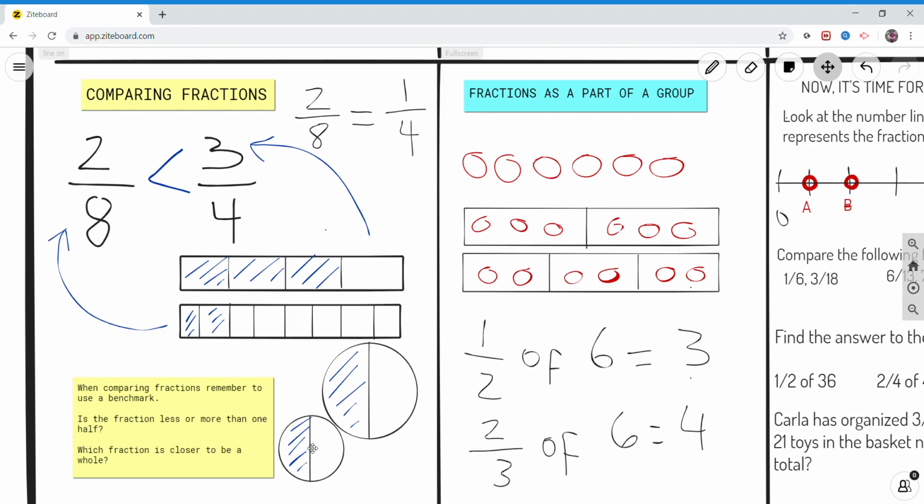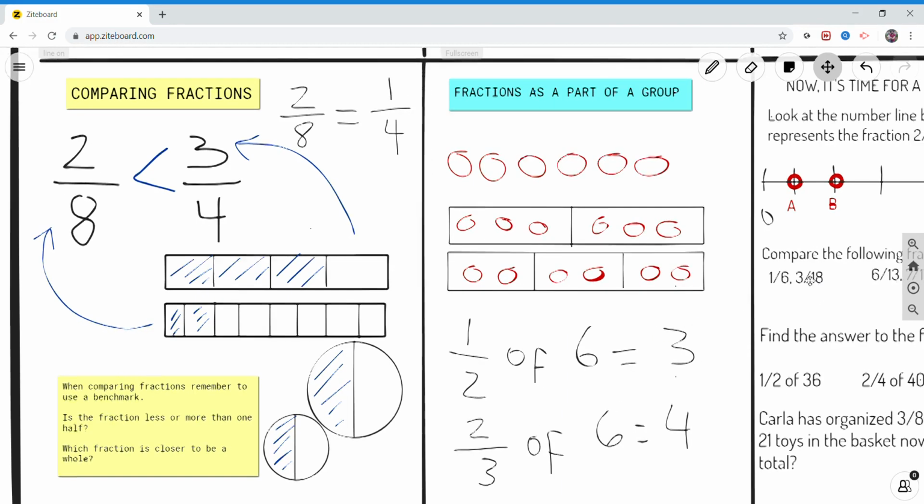Important thing to remember. These two models represent 1/2, but I'm not going to use them to compare because they are different size. If I have different size models, they do not represent the same quantity. They both represent 1/2, but I am not going to compare them because this one is greater. It's got a bigger size than this one right here.